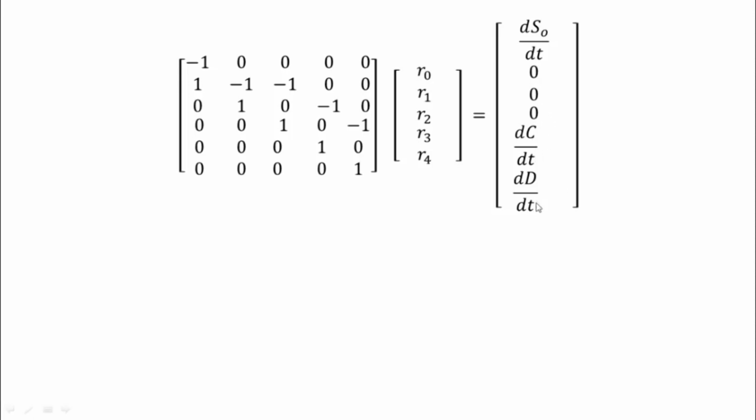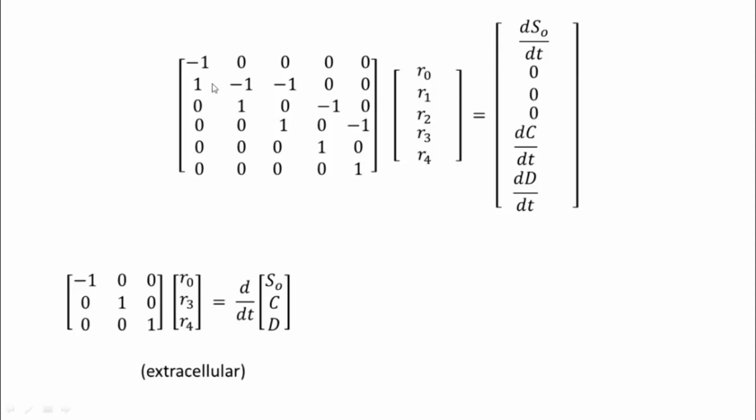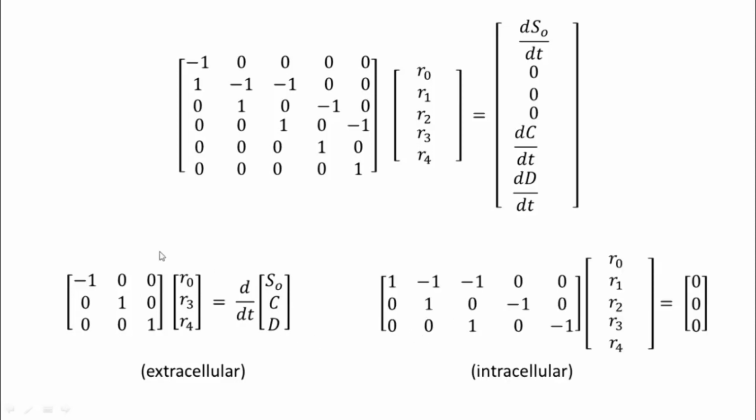Okay, the other rates are extracellular metabolites. Let them be there. If this is the case, then you could split up this matrix as related to extracellular and intracellular matrices, because the intracellular metabolite related matrices will vanish. Okay, I've just taken R0, R3 and R4 and written the stoichiometric matrix from this part which is relevant to that to give us d dt of S0, C and D, and this is for the extracellular part.